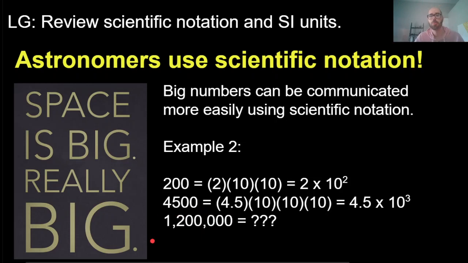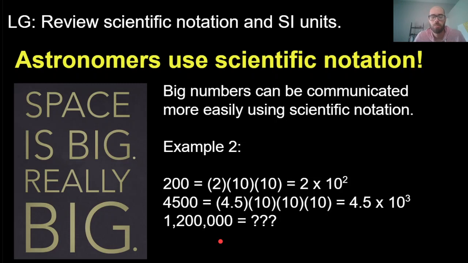And it becomes really useful when we deal with extremely large numbers. Take a look at this one over here, 1,200,000. You go ahead and try that, convert it into scientific notation. Pause the video now. Okay, hopefully you gave it a try. Let's check your solution.